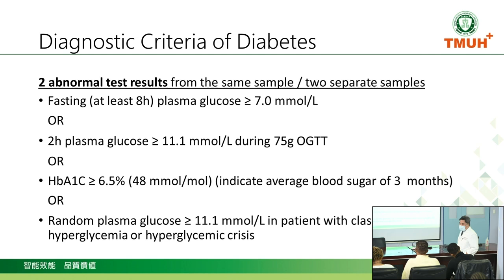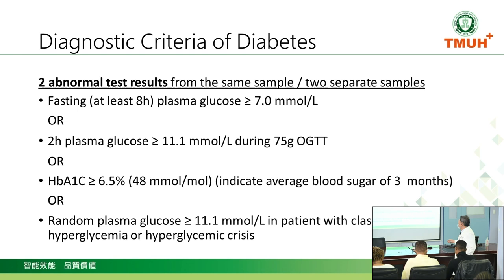But for our patients, coming from far away, fasting is impossible, so they have already taken breakfast. So usually you need a random plasma glucose. Random plasma glucose more than 11.1 millimol per liter, if the case has symptoms. And then we can check HbA1c, if more than 6.5%.